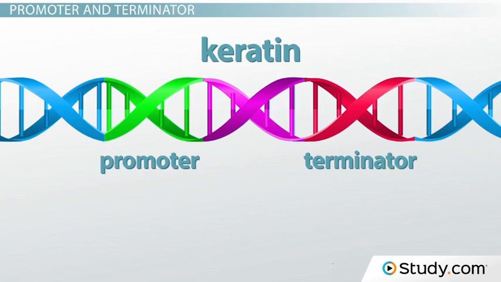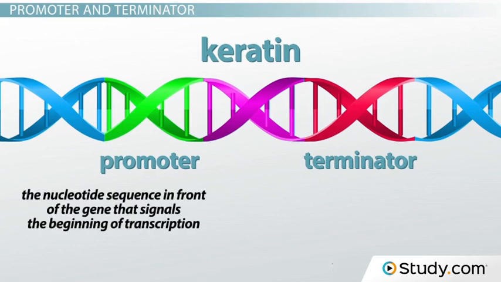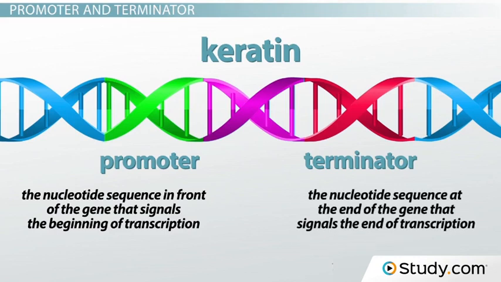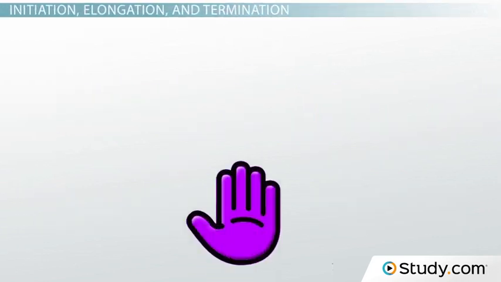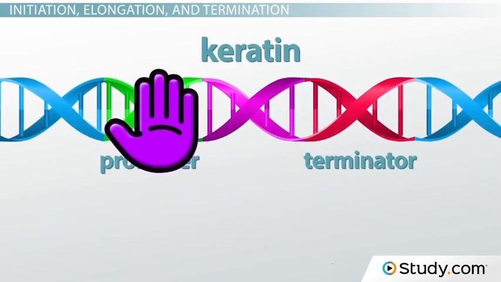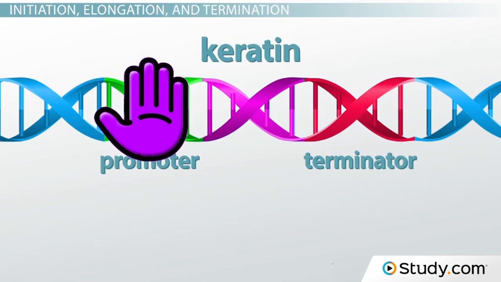So the promoter is the nucleotide sequence in front of the gene that signals the beginning of transcription, and the terminator is the nucleotide sequence at the end of the gene that signals the end of transcription. RNA polymerase recognizes the promoter and binds to it on the DNA molecule. This is the official beginning of transcription, and we call this phase initiation.